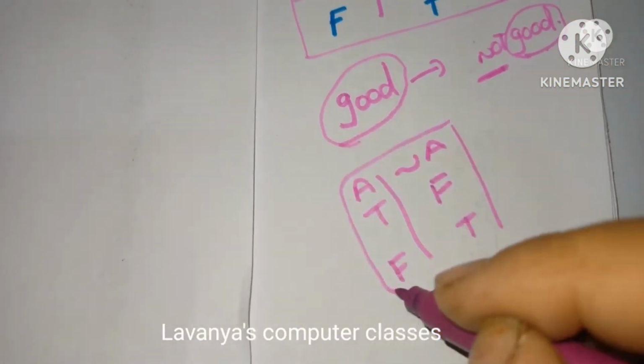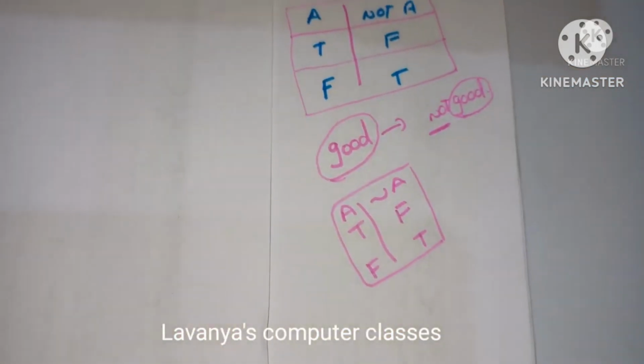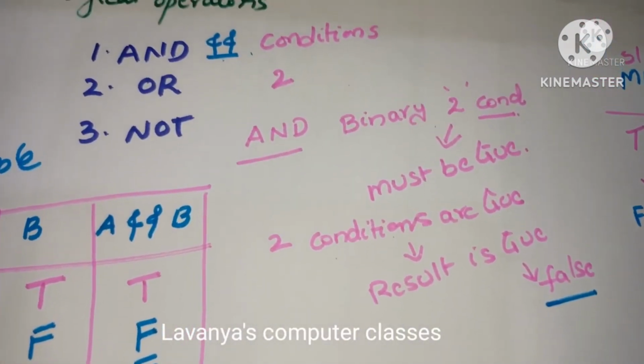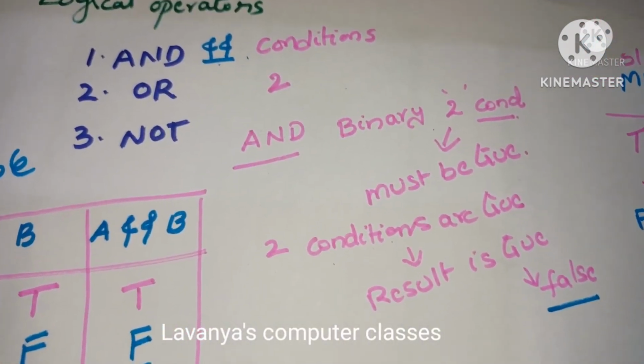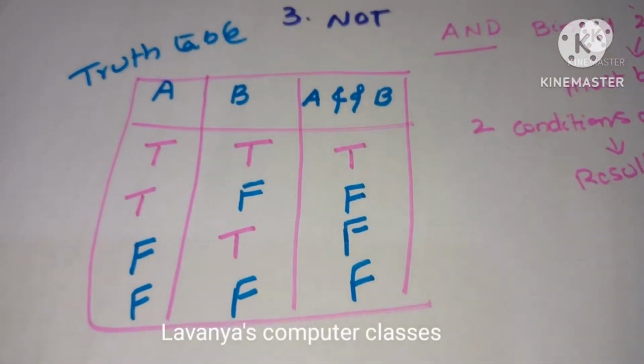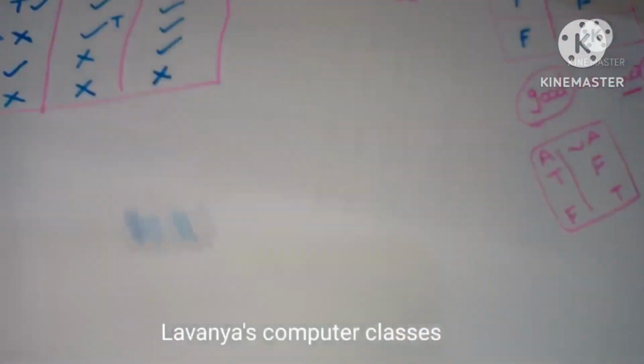So these three operators are called logical operators. So logical operators are AND, OR, NOT. AND and OR are binary operators. NOT is a unary operator. We have to write the algorithm, truth tables for the AND operator and truth table for the OR operator.